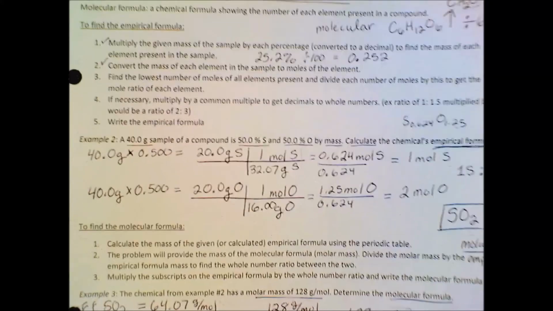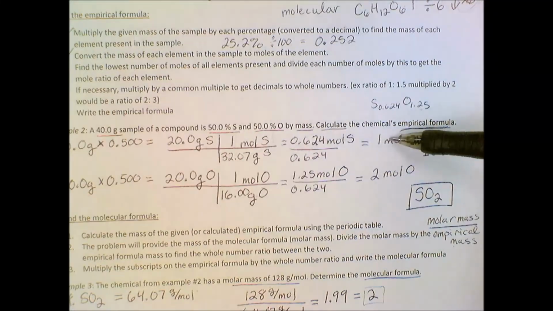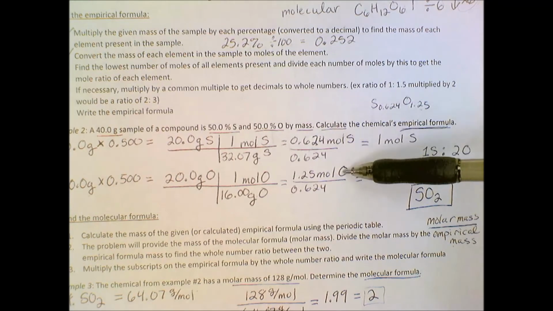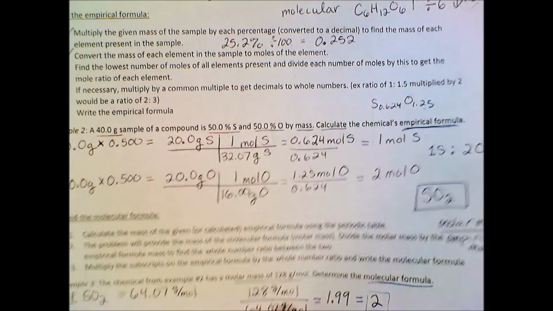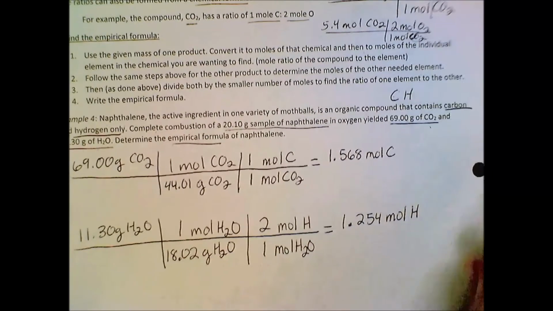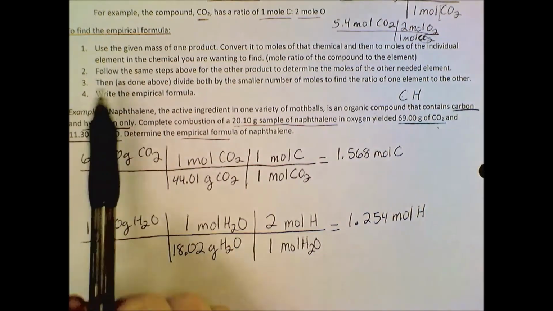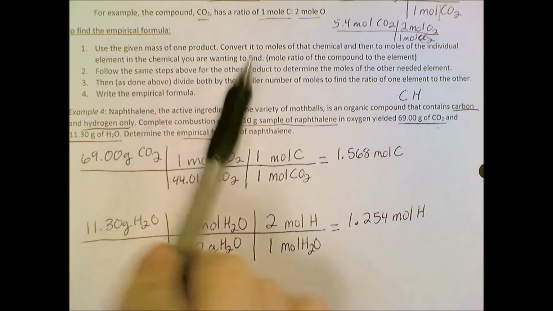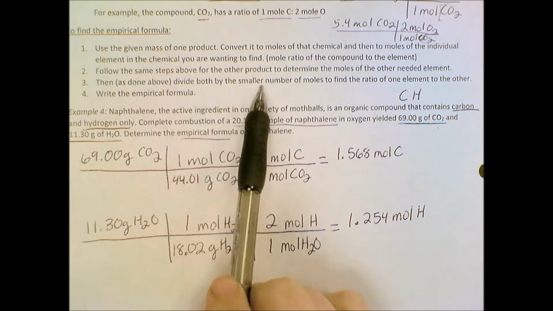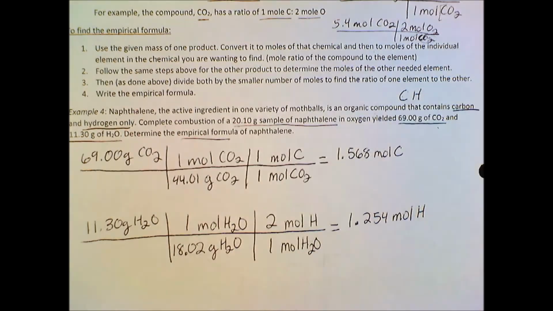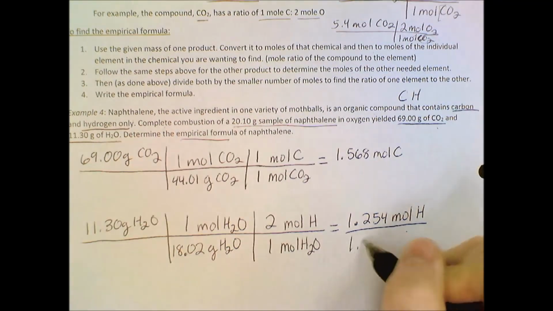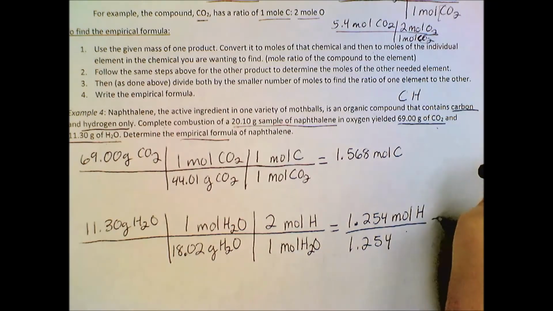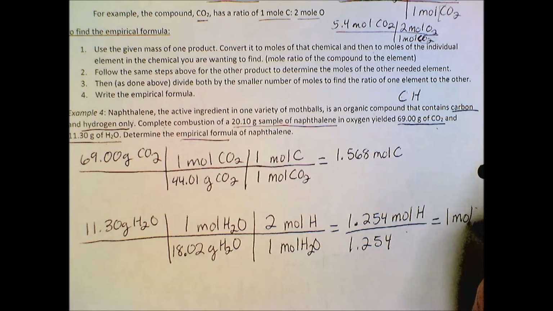So at this point, this can look pretty familiar to what we did before. I'm going to flip this over. When we found our empirical formula, we got to a point where we had moles of 2 different chemicals, and what we did next was we divided by the smaller number. Guess what? That's our next step. So it says then, as done above or previously, divide both by the smaller number of moles to find the ratio of one element to the other. So we look at these two. Our smaller number is the 1.254. So we divide that, and we'll get 1 mole of hydrogen.